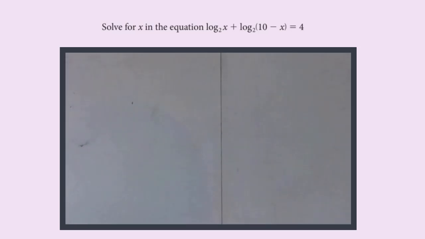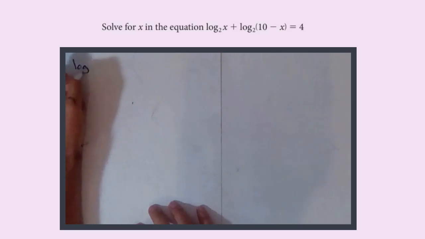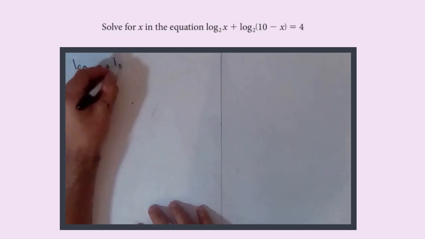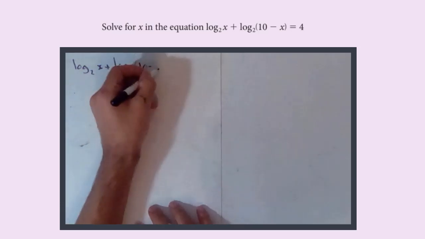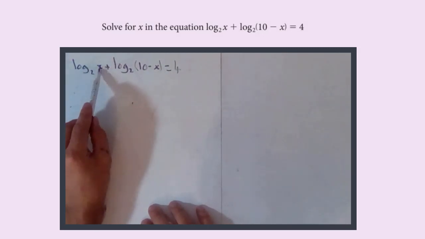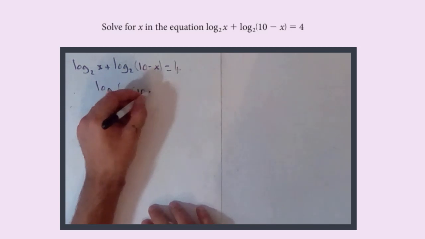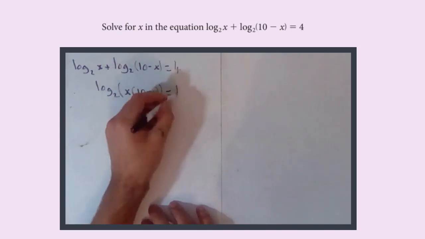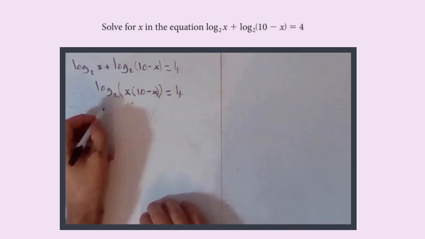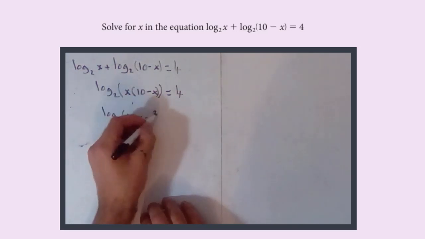So what we're going to do is use the first law of logs to write the left hand side as a single logarithm, and then we can undo that logarithm. So log base 2 of x plus log base 2 of 10 minus x equals 4. Using the first law of logs, we can write this as log base 2 of x times (10 minus x) equals 4. So just expand that bracket: log base 2 of 10x minus x squared equals 4.